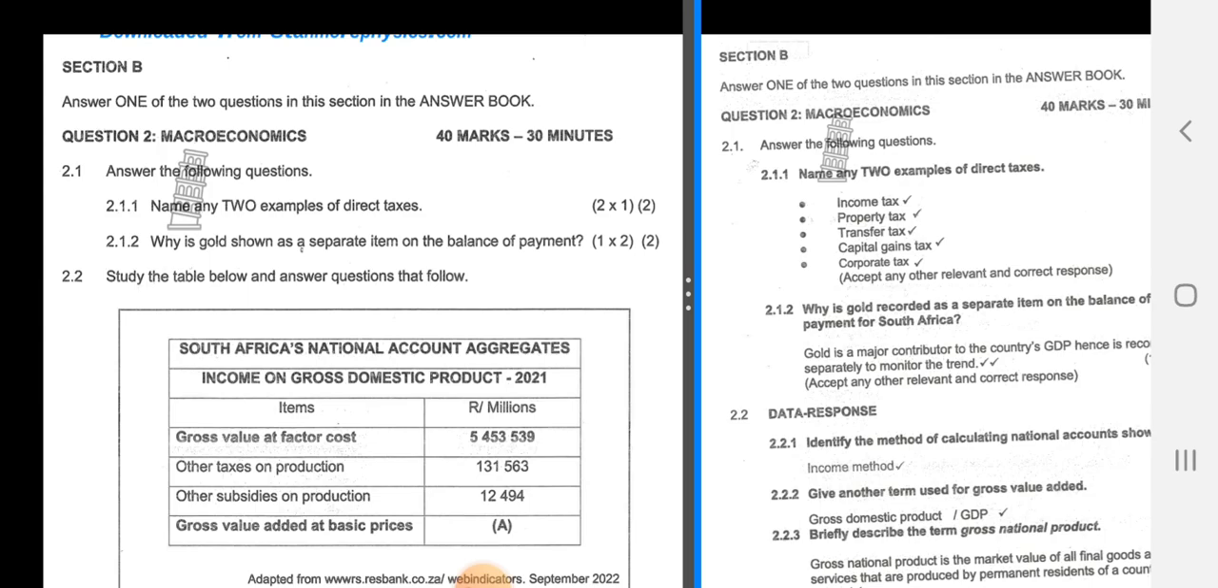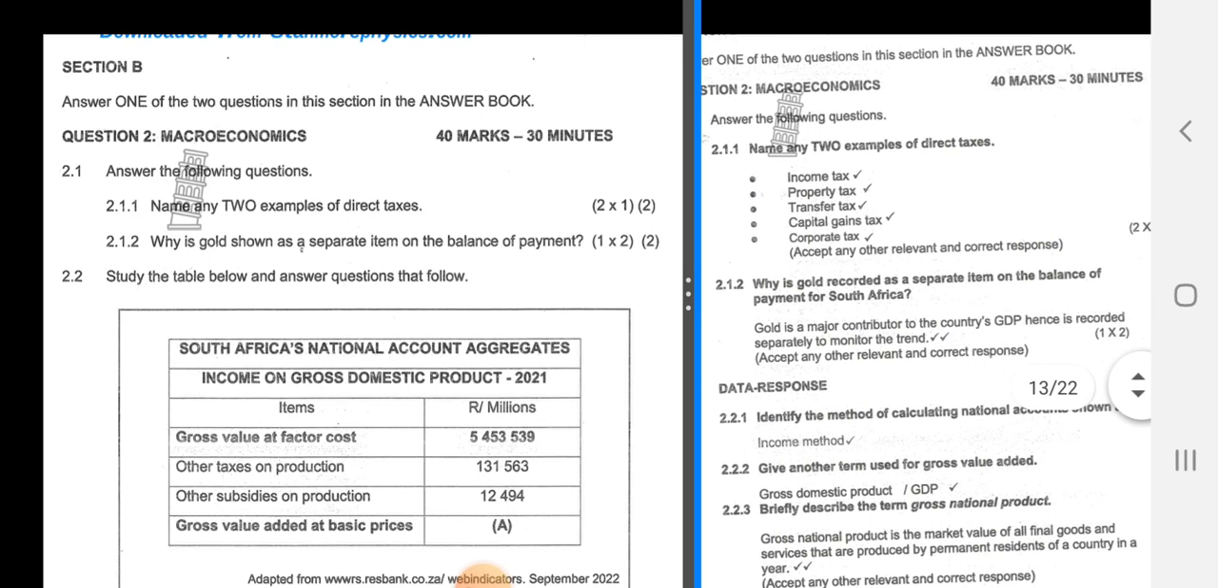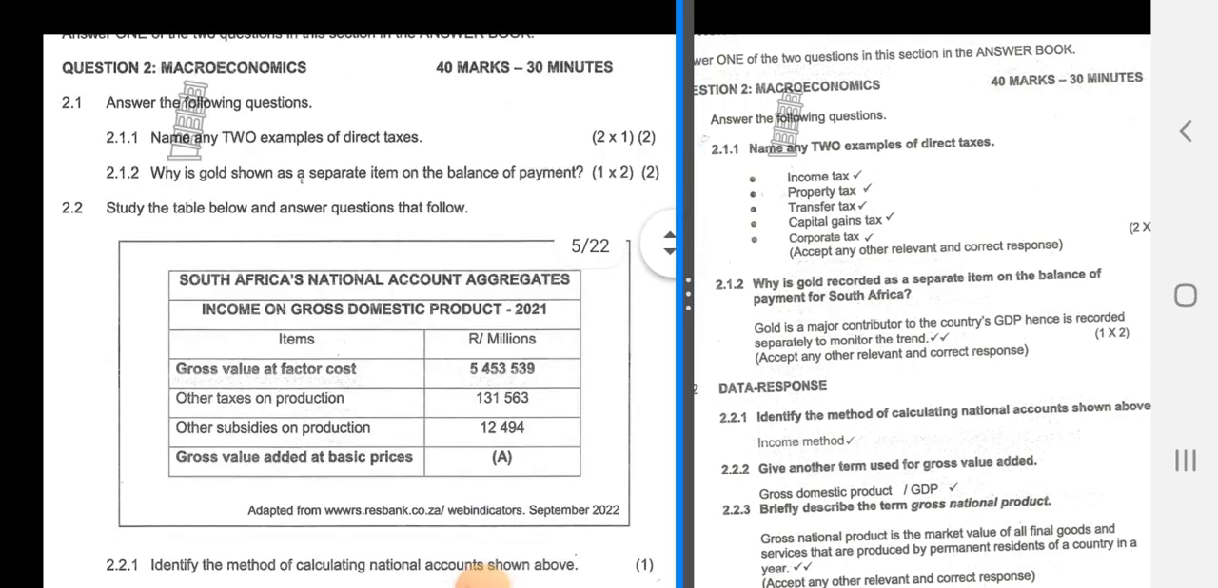Why is gold shown as a separate item on the balance of payment? Because gold is a major contributor to the country's GDP, hence it is recorded separately to monitor its trend. That is a full sentence. If you just say gold is a major contributor to the country's GDP, you'll get 1 mark, so you need to elaborate better. The full sentence awards you 2 marks.